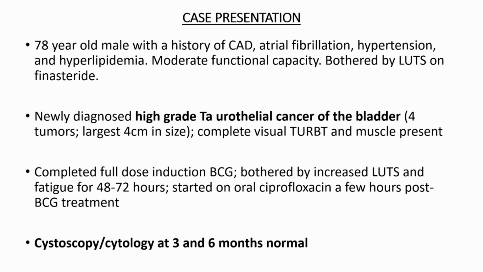All right, a 78-year-old gentleman, history of coronary artery disease, atrial fibrillation, hypertension, hyperlipidemia, moderate functional capacity. He's bothered by LUTS and he's on finasteride. Newly diagnosed with high-grade TA urothelial cancer of the bladder. 4 tumors, largest one was 4 centimeters in size, had a complete visual TURBT, muscle was present.